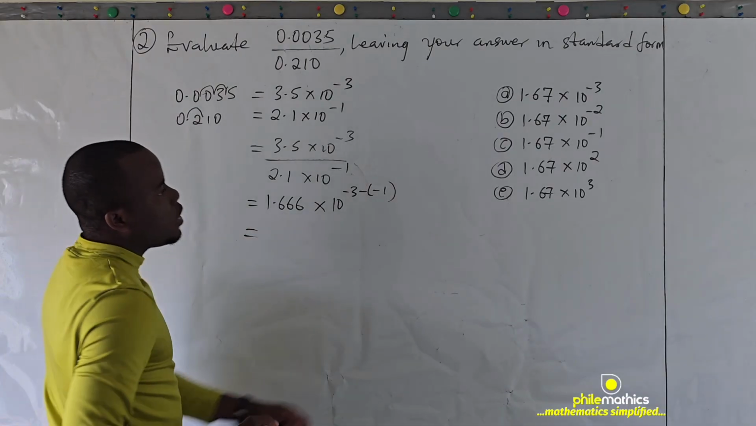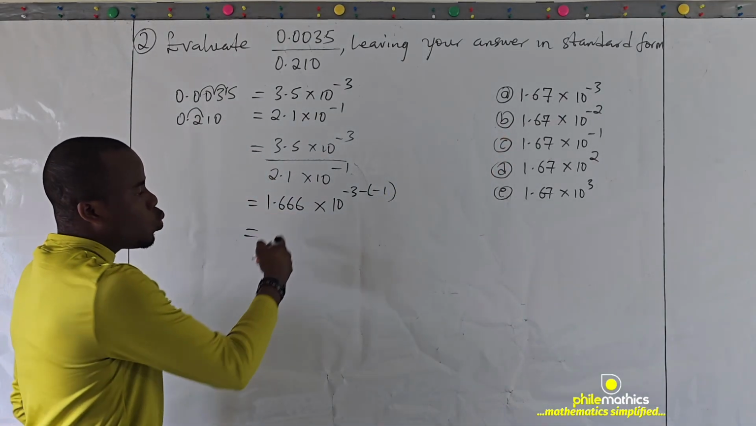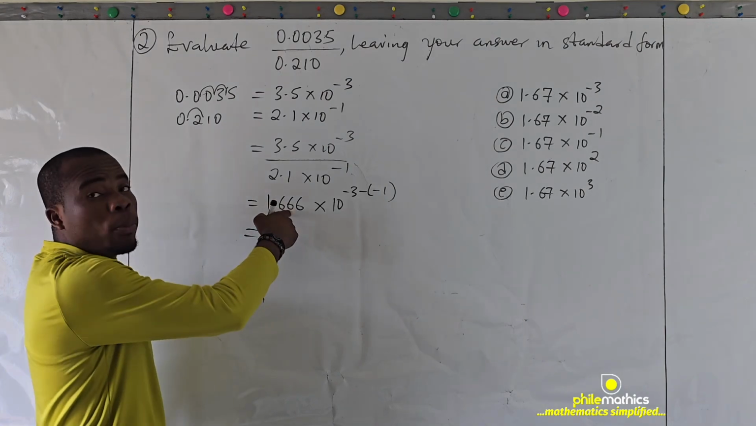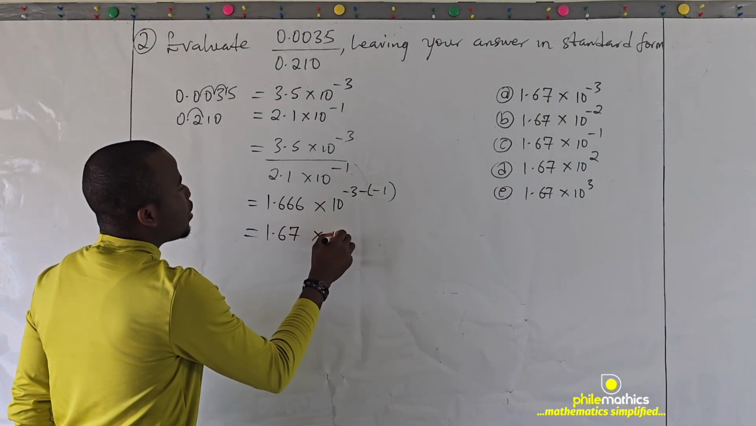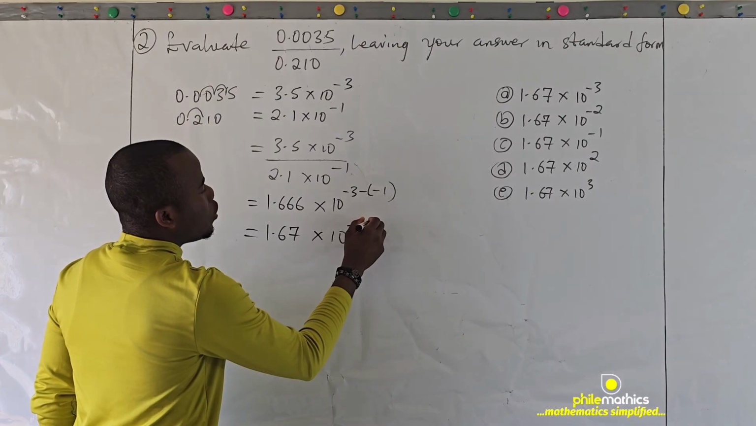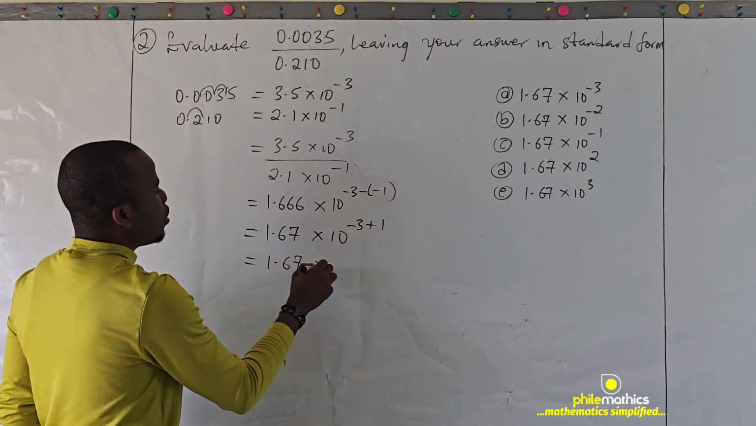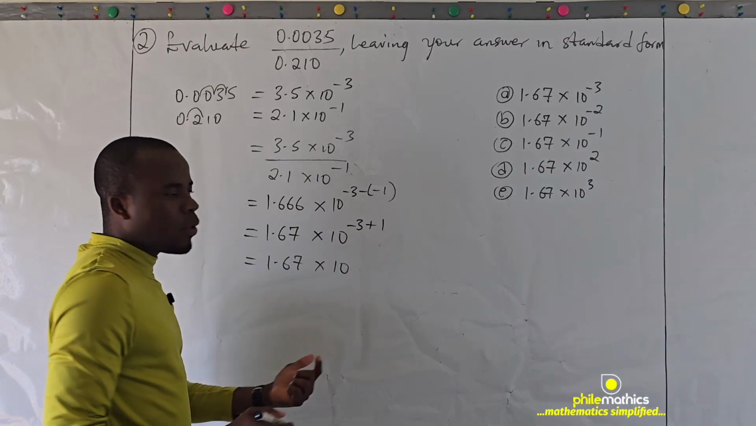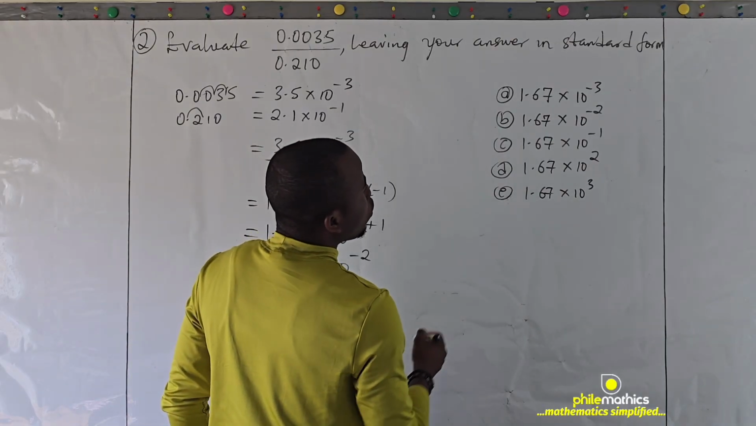And so since from the option this is approximated to 2 decimal places, this to 2 decimal places is simply 1.6. Since this is up to 5, we'll round up, and this will be 7 times 10. Minus 3 minus minus 1 is plus 1. So this is 1.67 times 10, minus 3 plus 1 is simply minus 2. So this is minus 2. And so the correct option is V.